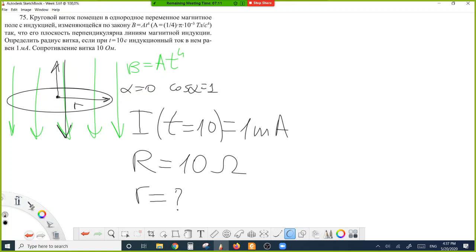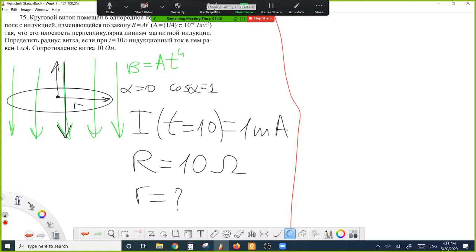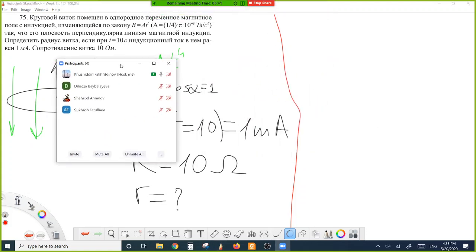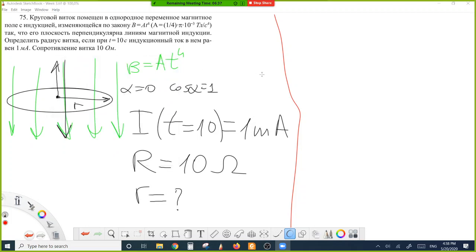So try to solve this problem by yourself. You will be given something about 3 or 4 minutes. Try to solve, and after that we will discuss it. So please try to solve.